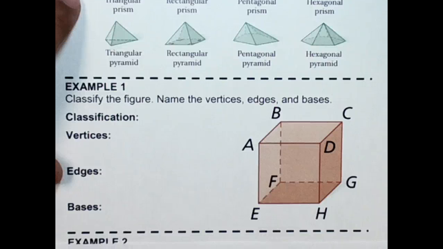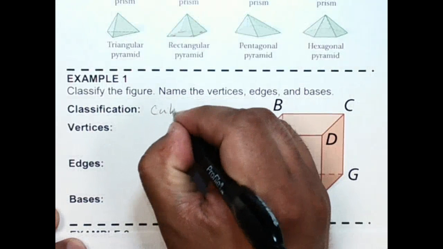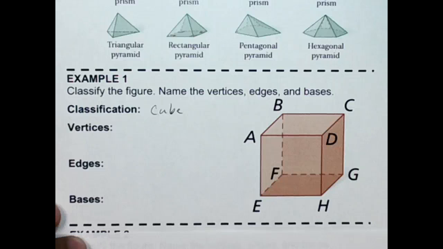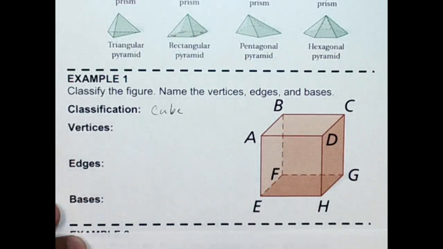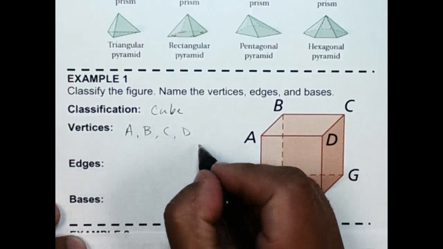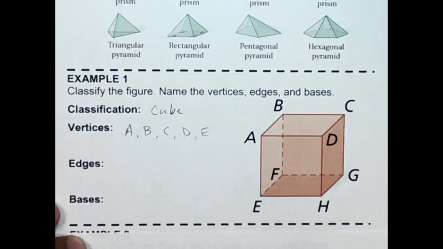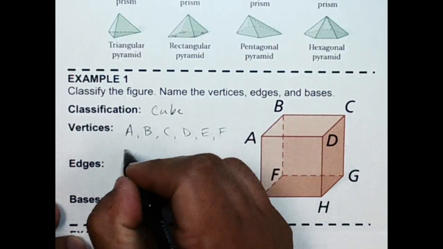So let's look at a shape. We're going to classify the figure and name the vertices, edges, and bases. So this would be called a cube. Nothing too complicated there. Vertices are just going to be all the different points and corners. So we'll just say A, B, C, all the way to H, looks like. A, B, C, D, E, F. Gotta remember my alphabet.